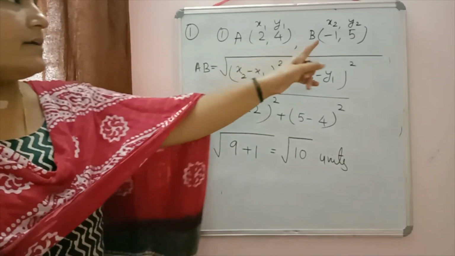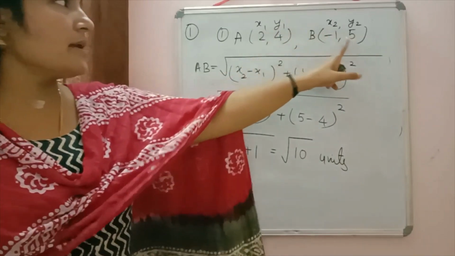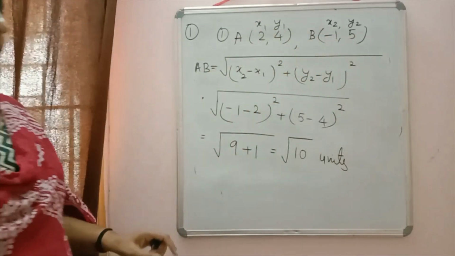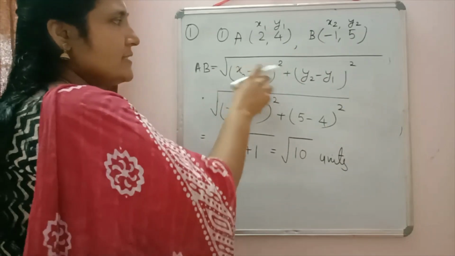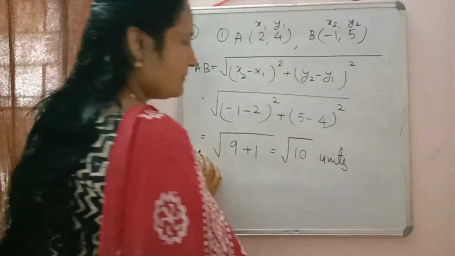Hope the method is clear to you. Just be careful to do the subtraction there: x2 minus x1 the whole square plus y2 minus y1 the whole square. If you change this position, then also there is no problem because we are doing the square.